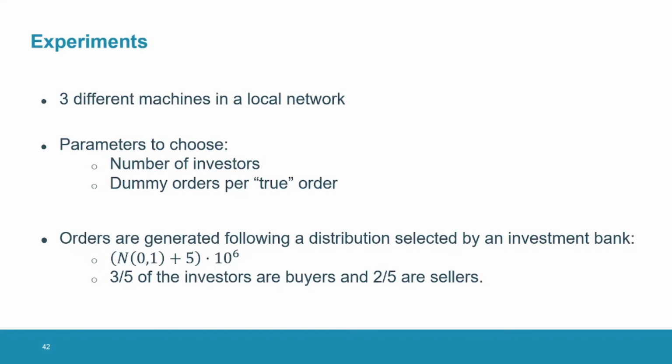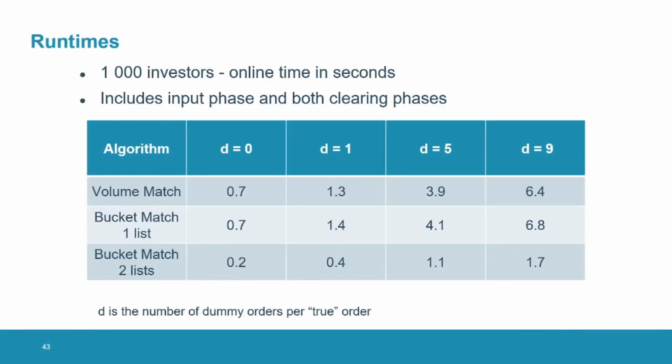There's also an imbalance, so there are more investors that are buyers than investors that are sellers. And this was also selected by an investment bank. Here are the runtimes for 1,000 investors, and this corresponds to the online phase of the MPC and includes the computation for the input phase and both clearing phases. And the parameter D is the number of dummy orders submitted for each true order.